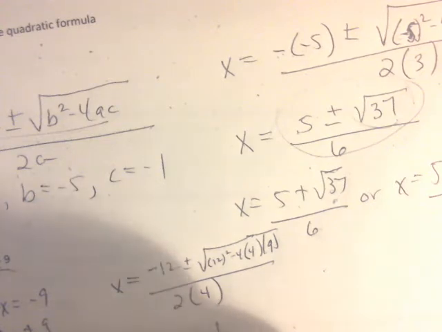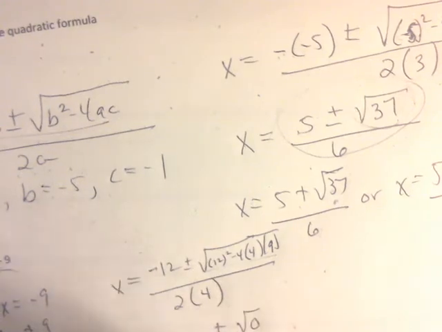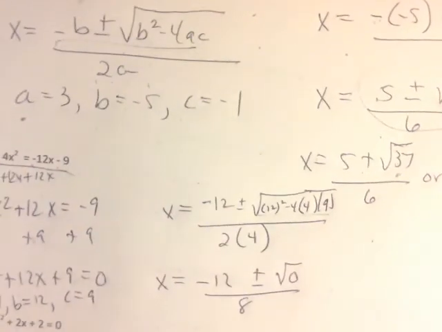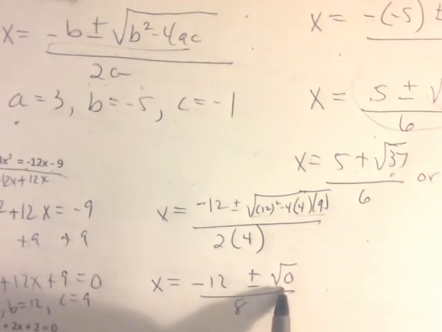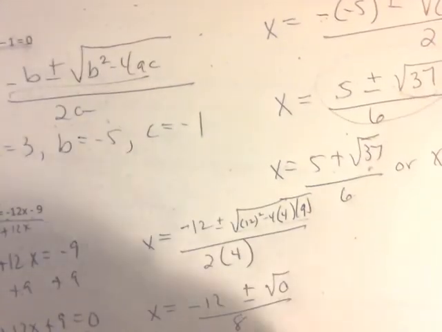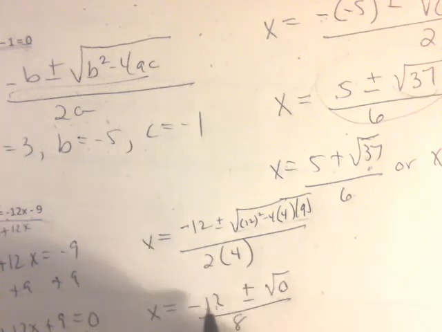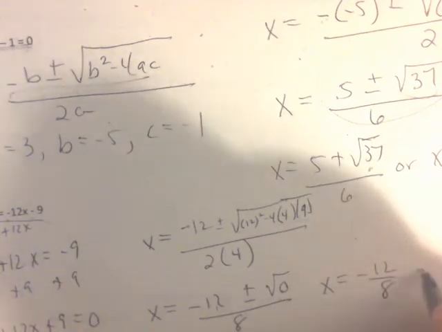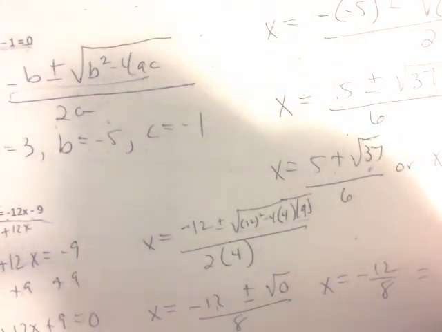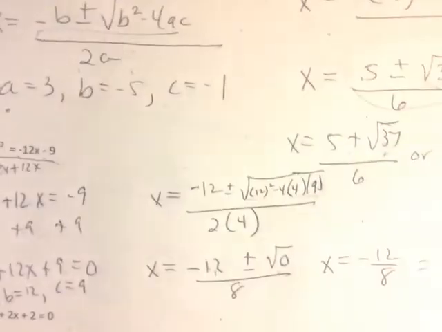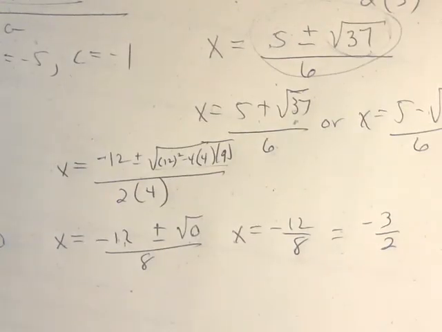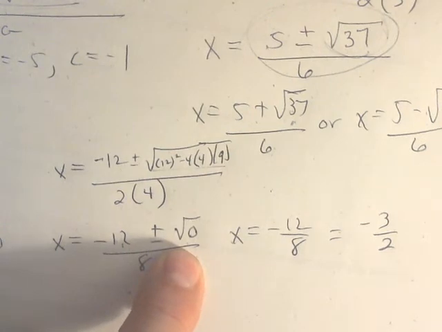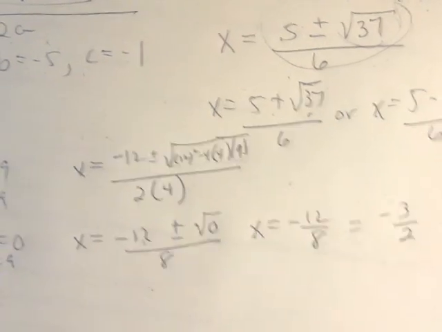So I've got minus 12, and what happens under here is I get 0. So this is an example of one where the discriminant is equal to 0. We're only going to get one solution because minus 12 plus 0 is minus 12, and minus 12 minus 0 is still minus 12. So my solution is negative 12/8, which reduces down to negative 3/2. Also, when we get a perfect square underneath the square root, that tells us we could have factored it. That's just an FYI.